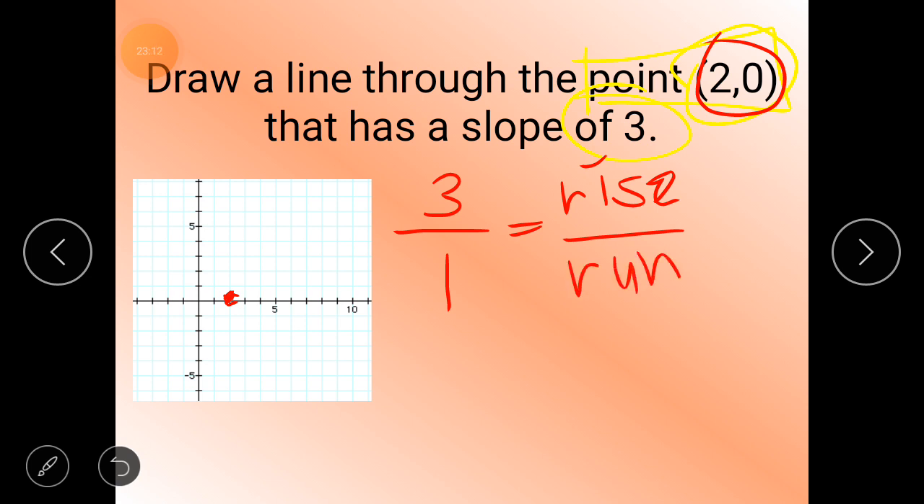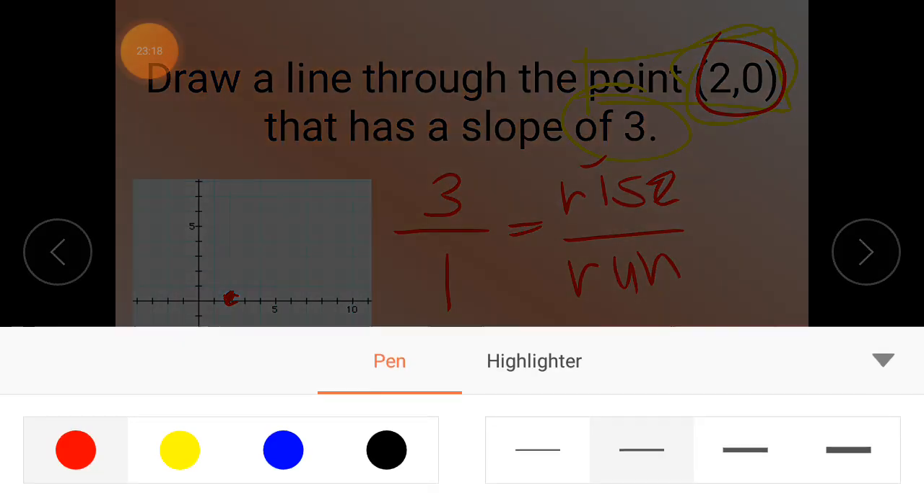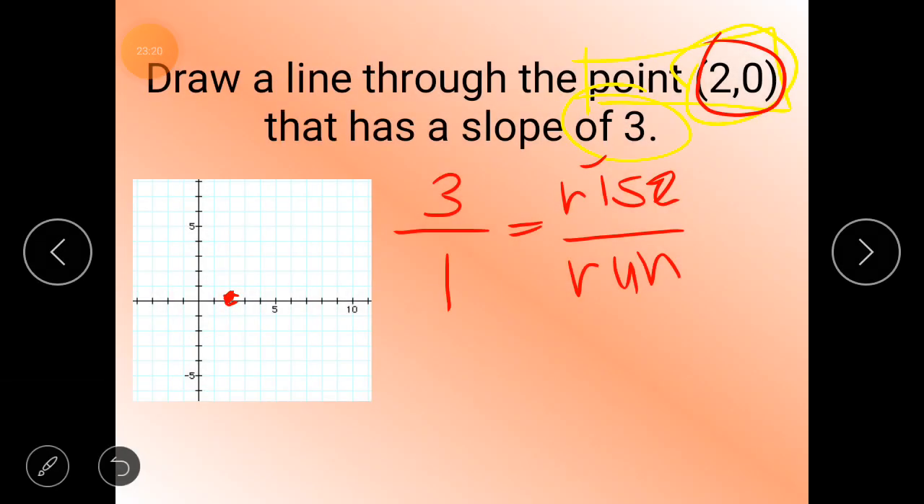So from here, you can rise 3 units. If you're going to rise 3 units, that will be here, 3 units up and 1 unit right. So the second point is here. Okay, 3 units up, 1 unit run. Then just connect the two to make a straight line.